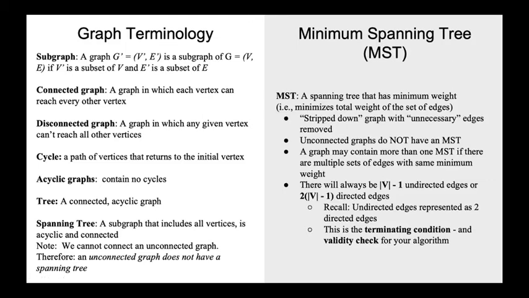Cool. So a spanning tree is a subgraph that includes all vertices, is acyclic and connected, right? So it cannot have a cycle and it has to be connected. It has to span the entire graph. And that's very, very important. If we ever have an unconnected or disconnected graph, we cannot have a spanning tree.